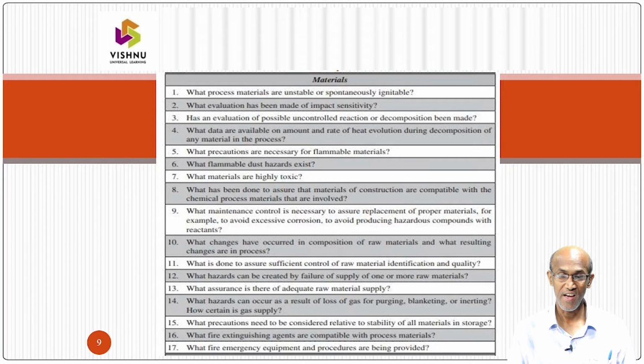What changes have occurred in composition of raw materials and what resulting changes are in progress? What is done to assure sufficient control of raw material identification and quality? What hazards can be created by failure of supply of one or more raw materials? What assurance is there of adequate raw material supply?